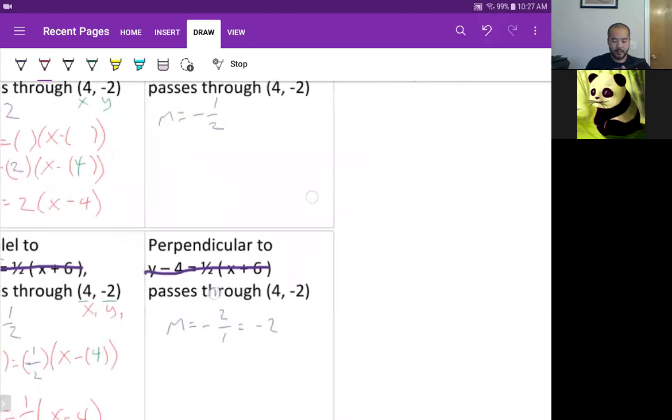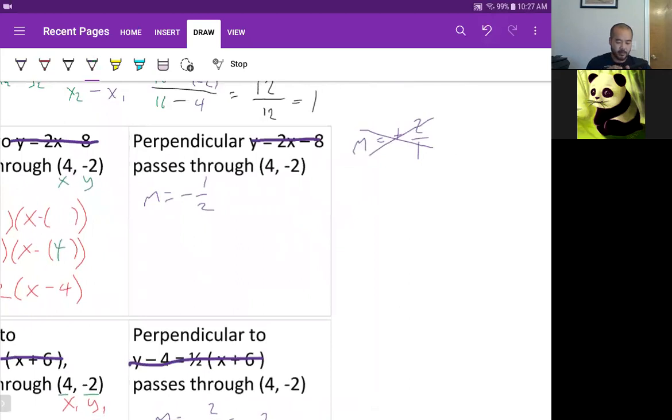Okay, when you do it perpendicular, it's pretty much the same process. The only difference is going to be that the slope is different. And then I'll show you one more step you'll need to do at the end here. So 4 goes here, negative 2 goes here, negative 1/2 goes here. So this can be y plus 2 equals negative half x minus 4.